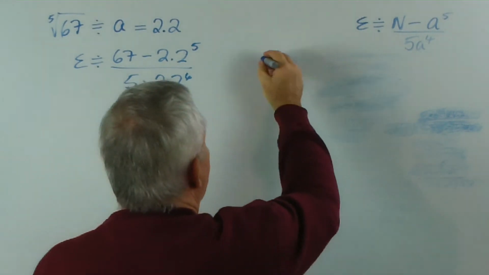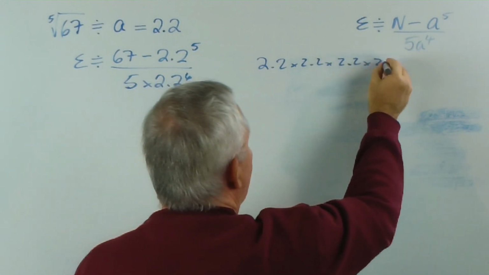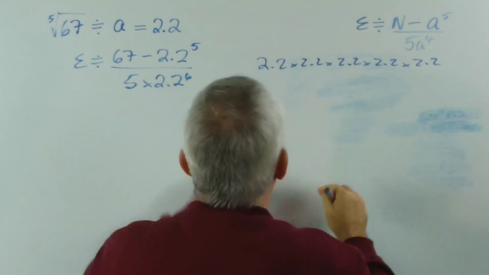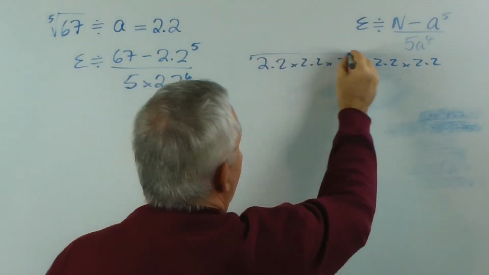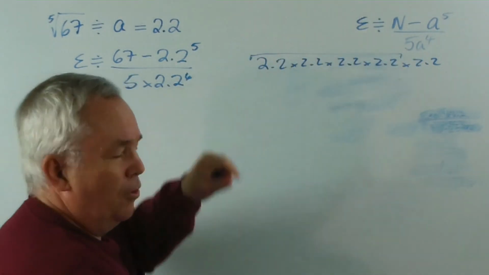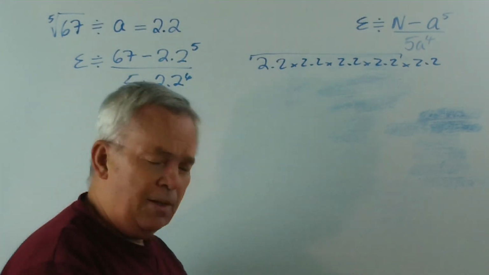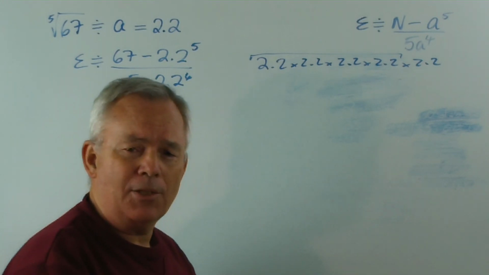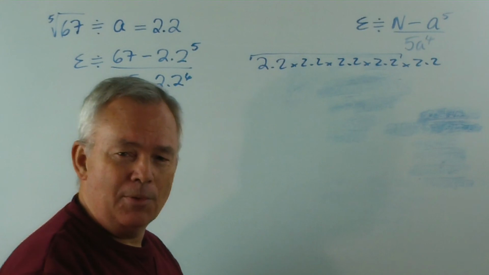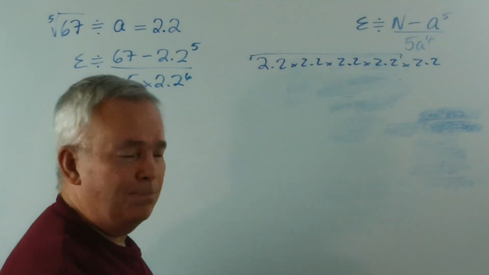So let's work out 2.2 by 2.2 by 2.2 by 2.2 by 2.2. That's 2.2 to the fifth power. And this part of it is 2.2 to the fourth power. So we'll work out both of those. Now, I don't even pretend to be an arithmetical calculating genius. There are some on YouTube who are very impressive, but I'm not one of them.